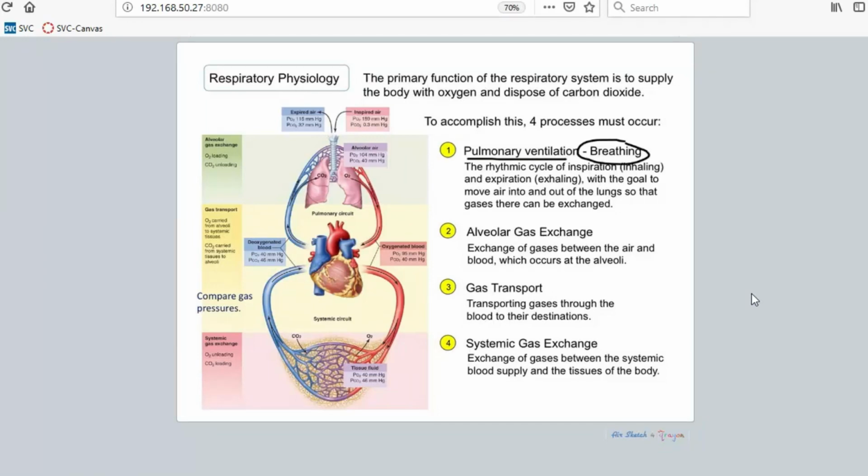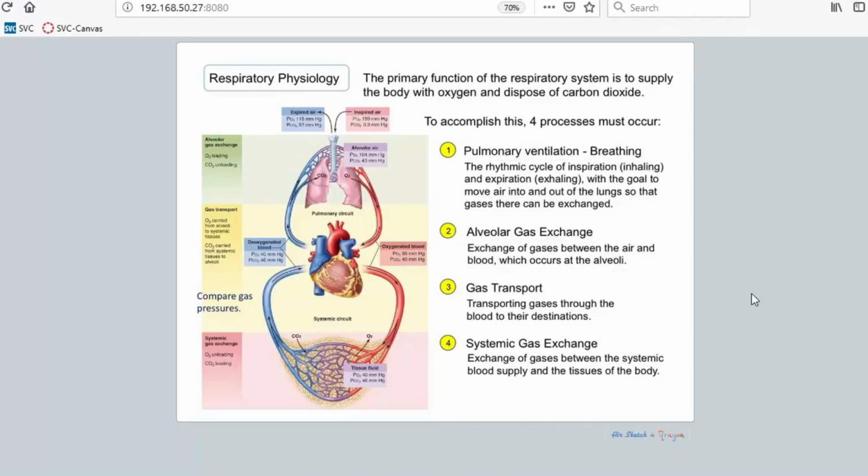The first thing that has to happen is called pulmonary ventilation, or simply breathing. Okay, this is the rhythmic cycle of inhaling and exhaling, and the goal here is to move air into and out of the lungs so we can exchange gases there. So it's the movement of air into and out of the lungs. The next step that we're going to talk about is alveolar gas exchange. So once we move that air into the lungs, then we want to exchange gases with that air, and that happens at the alveoli, between the air and the blood. So that's the second thing that needs to happen.